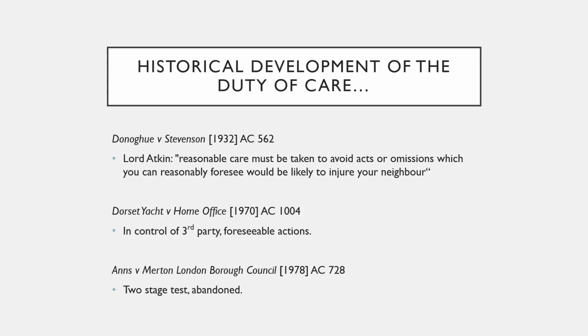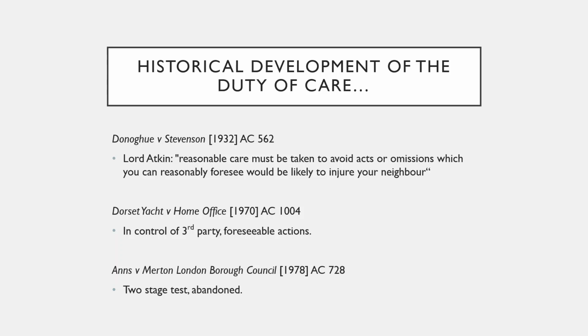So another case which is quite old, it's from 1970, it's Dorset Yacht v Home Office. So there was a juvenile prison. They managed to escape due to the negligence of the guards, and then they went out and damaged all these yachts. And the question was, are the Home Office liable for them? And it was found that they were, because they're in control of those third parties, the juveniles, and they could foresee that if we don't do our job properly and they get out, they will go on and do further damage in the community.